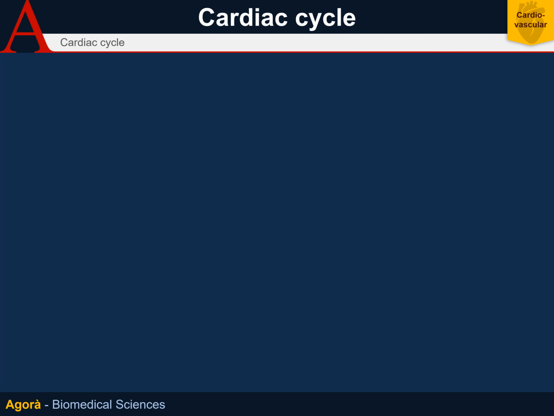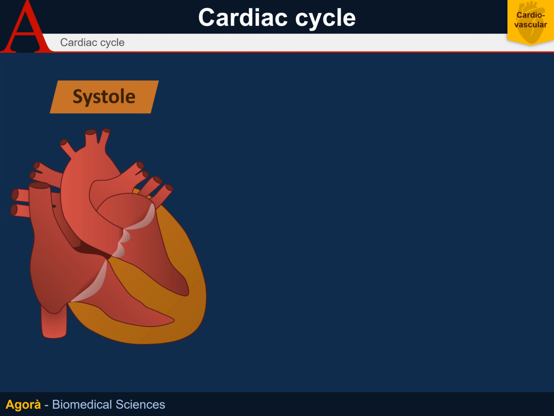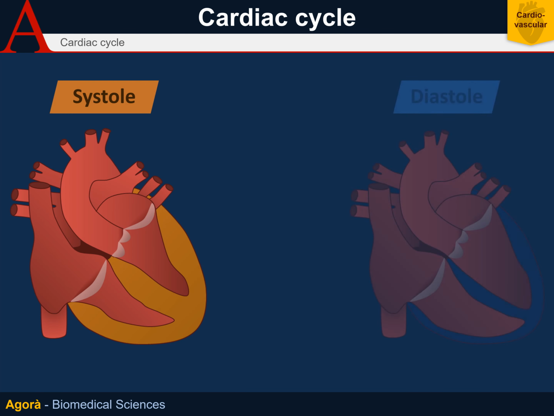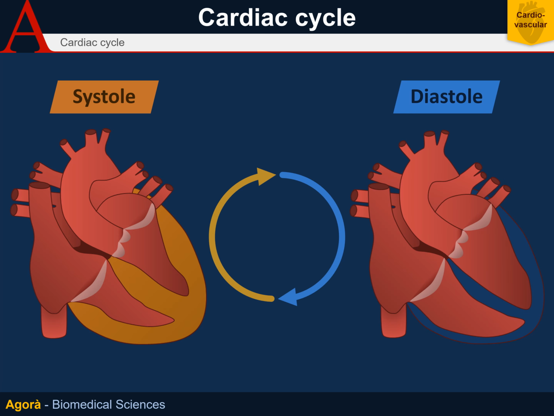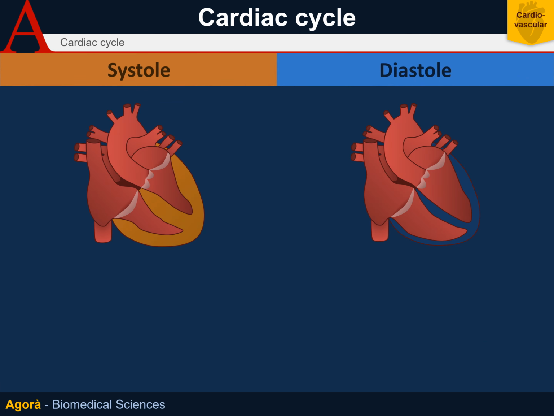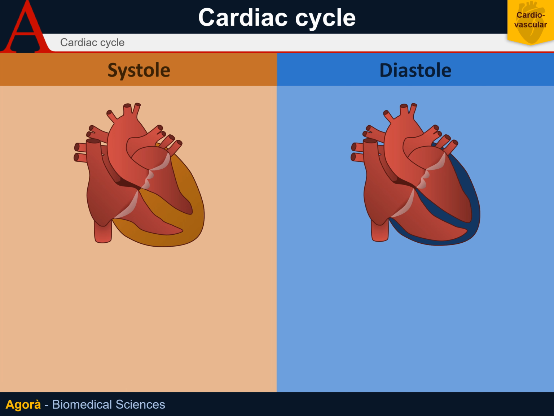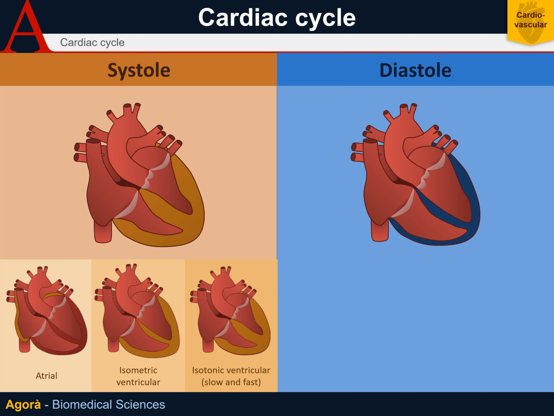The cardiac cycle is usually divided into two phases: systole, when ventricles contract, and diastole, when ventricles relax. However, the issue is more complex. First of all, before the ventricular contraction, there is also an atrial contraction, since atria contract as well. Moreover, ventricular systole can be divided into two phases: isometric and isotonic phase.